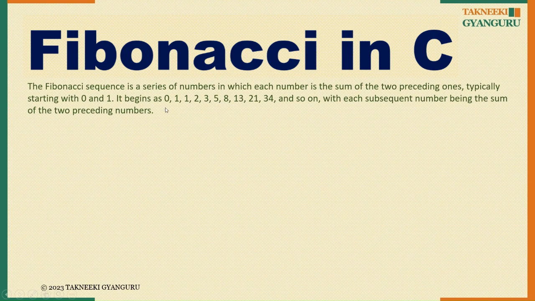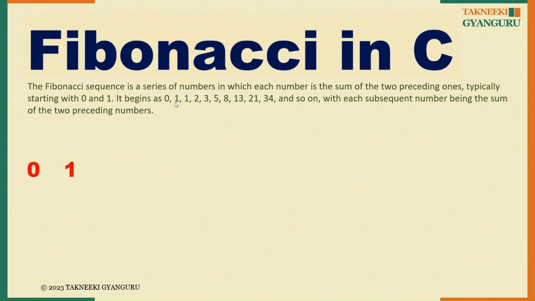What does that mean? It means it begins with 0 and 1, and then we have to add 0 plus 1 equals 1, then 1 plus 1 equals 2, 2 plus 1 equals 3, and 2 plus 3 equals 5. This way we can go on, right? So we have to add the two numbers before, right? So let's understand.